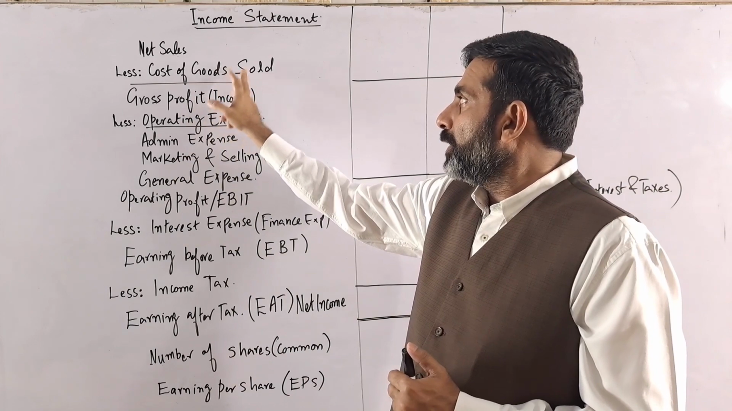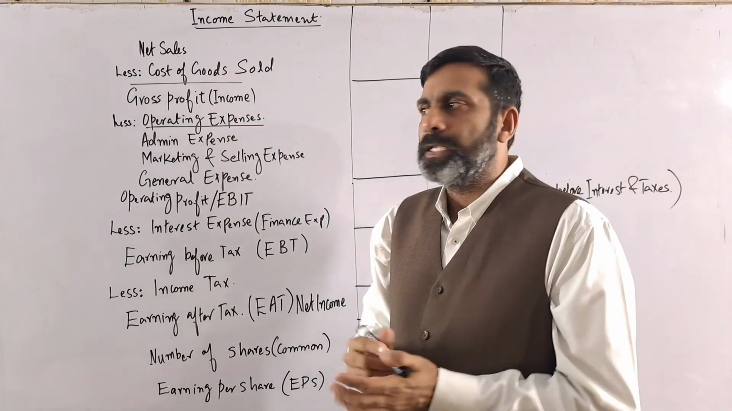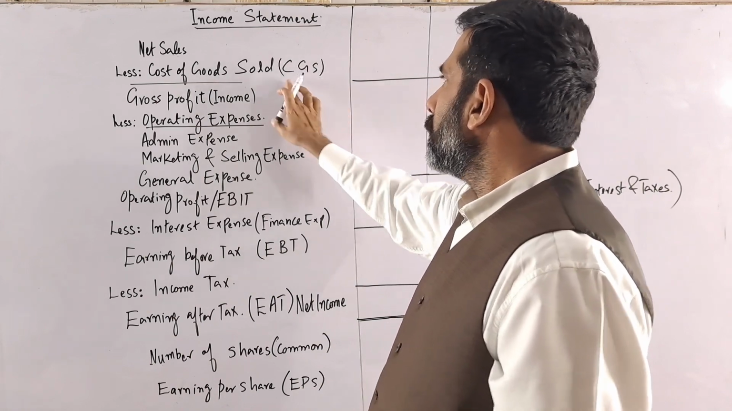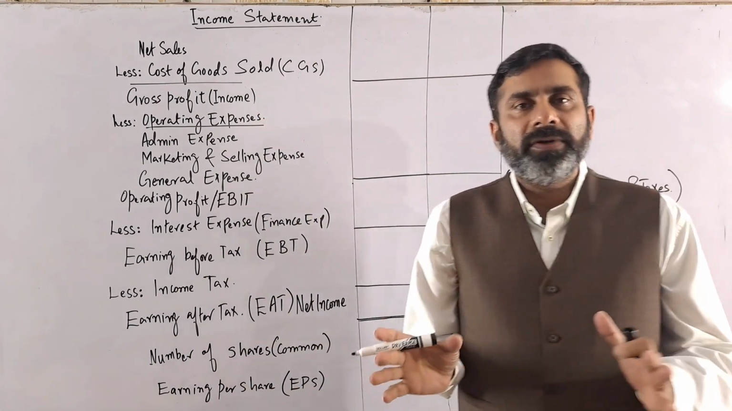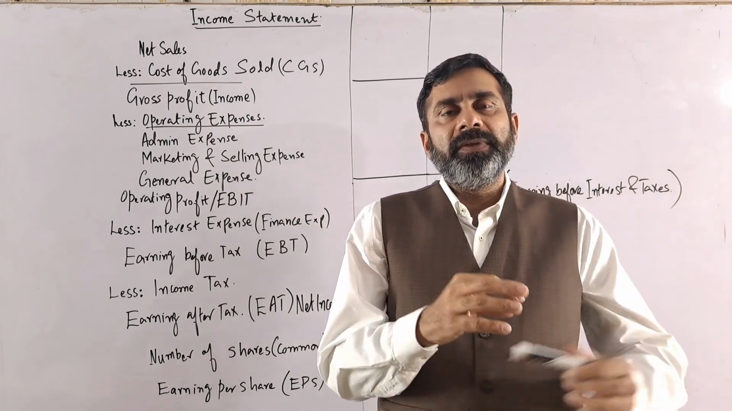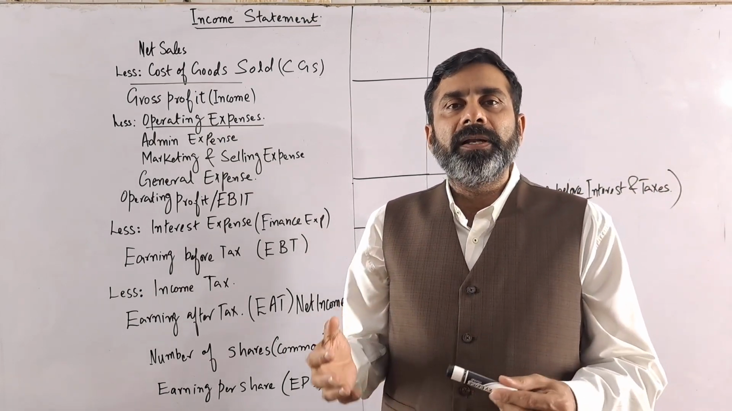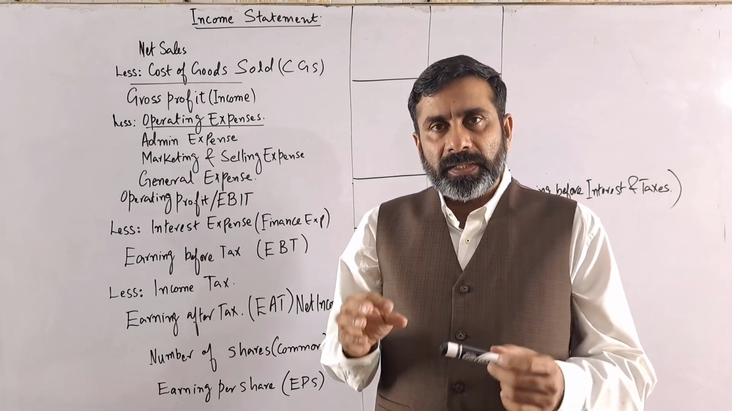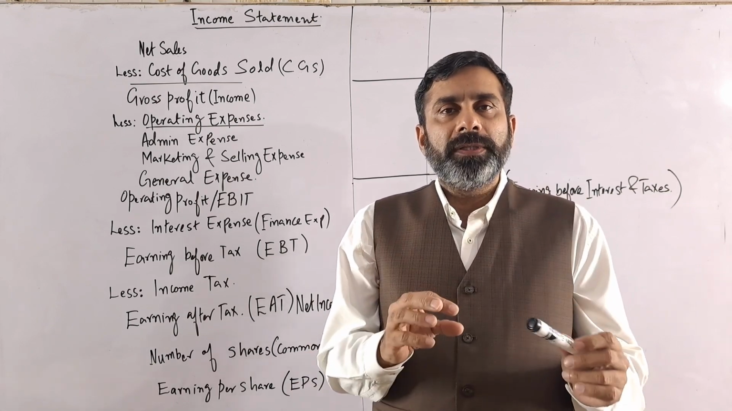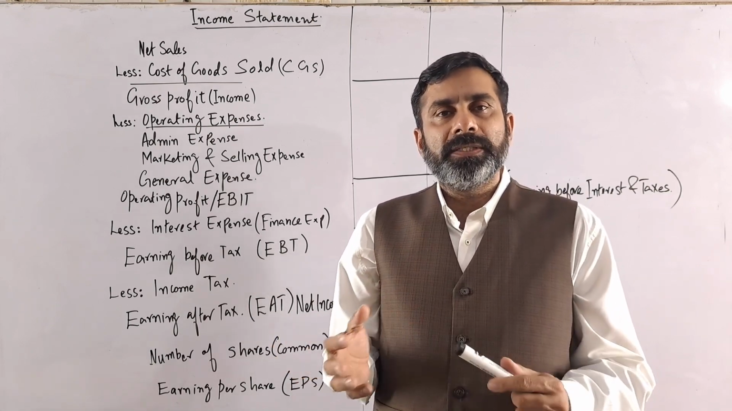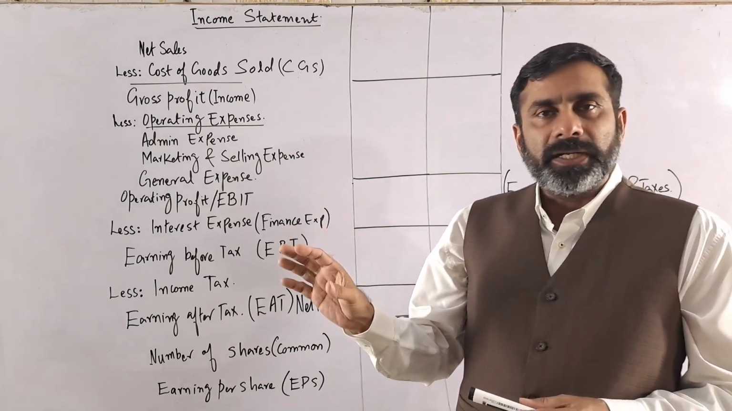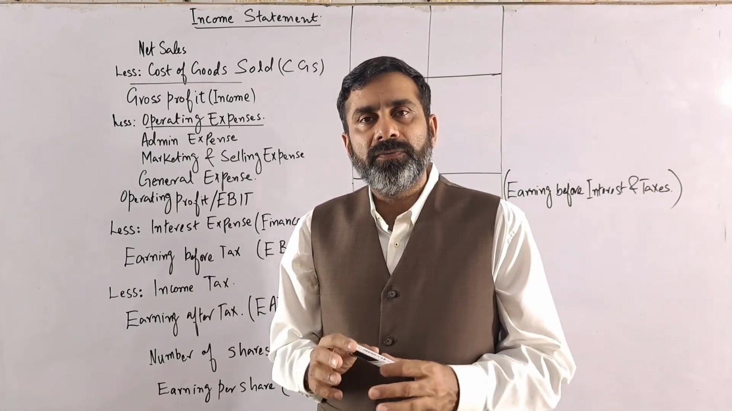Then after that we have the cost of goods sold, also called CGS. We have two different types of cost of goods sold. It can be for a trading company, or it can be for a production company. We have already done both cost of goods sold statements and how they are calculated, so you can refer back to those lectures in the financial accounting section.